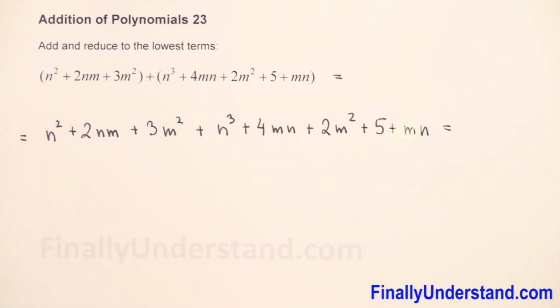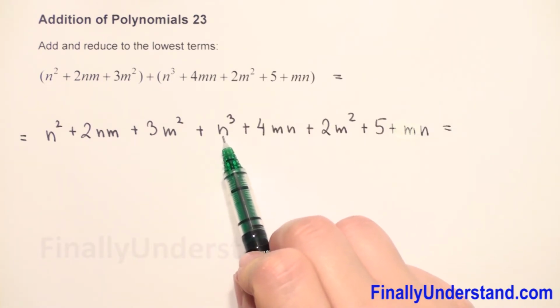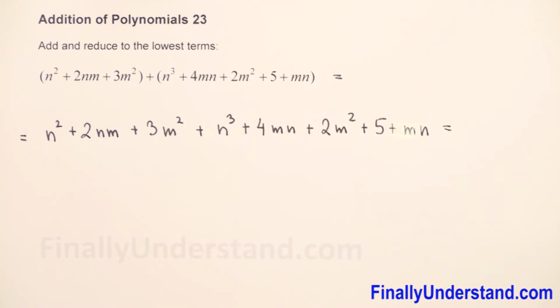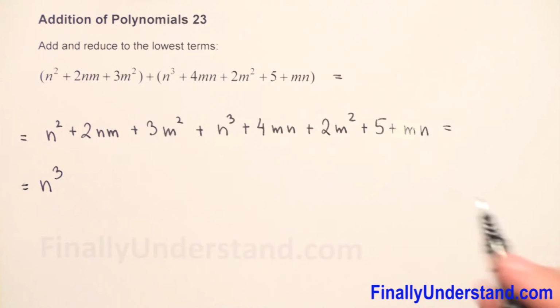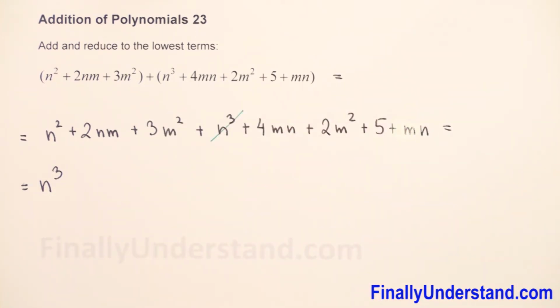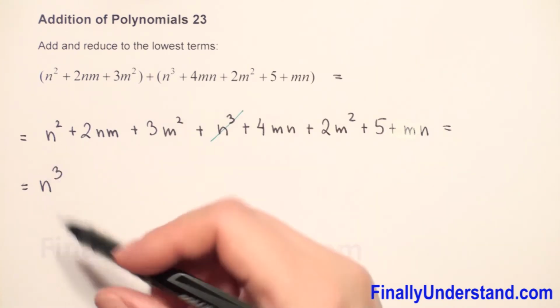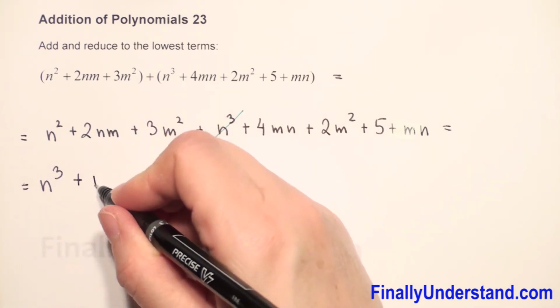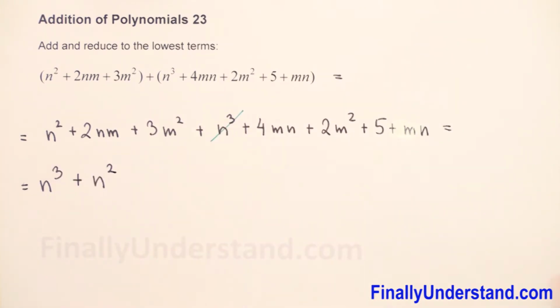So we start from the highest power, which is n cubed. There is only one term with n cubed, so we have to copy n cubed. We can cross this because we have this already. Next we have n squared, and again we have only one term with n squared, so we have to put plus n squared. When we don't have a sign, it's positive, so that's why we have positive n squared. So that variable we have.